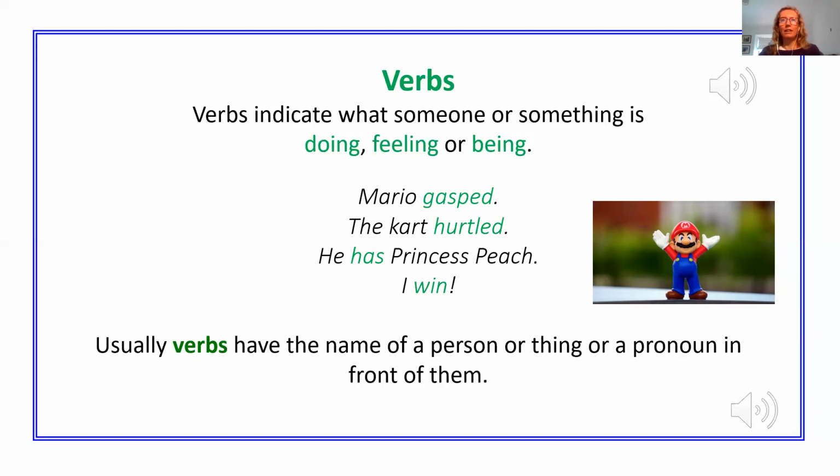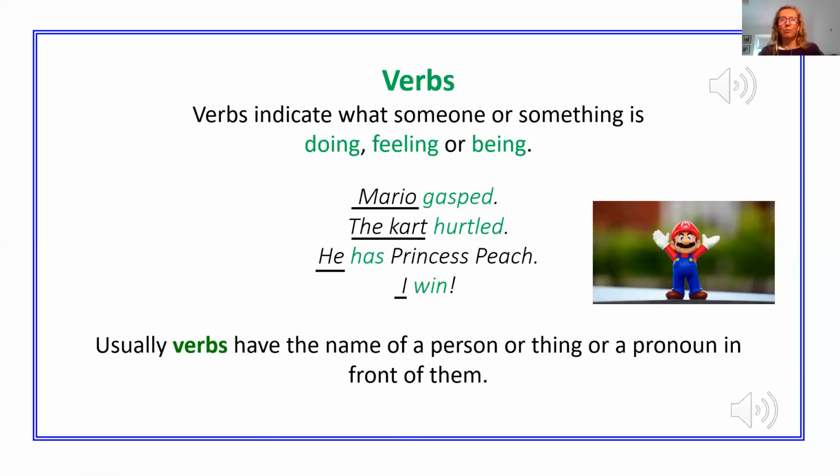And as you can see on here, usually the name, the noun, the proper noun or the pronoun comes before the verb, comes in front of the verb. So let's have a look. Mario is the noun. The cart is the noun. He is the pronoun. The pronoun means it's the word instead of the noun. So he could be instead of Mario, instead of the name of the person. I is the pronoun. Okay, so you can see that the pronoun comes before the verb, in front of the verb.